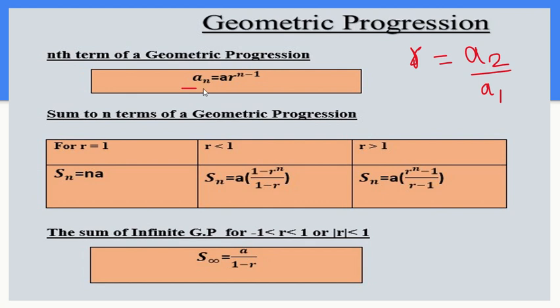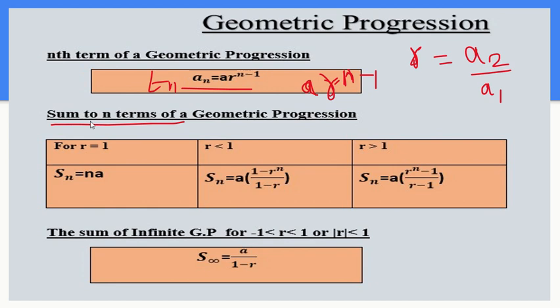What is the An formula for geometric progression? It's nothing but A R power n minus 1. Here A is the first term, R is the common ratio, and n is the number of terms, so the exponent is n minus 1. This An you can also say as Tn.